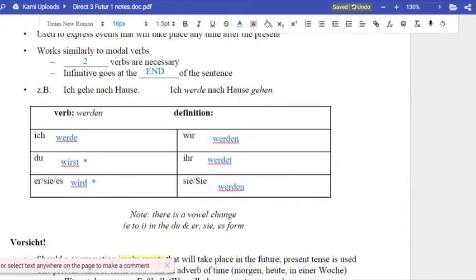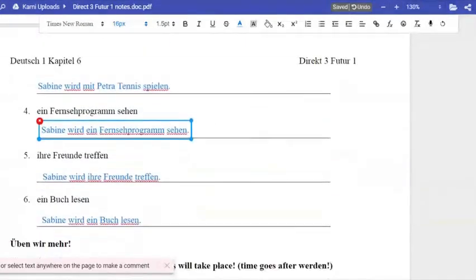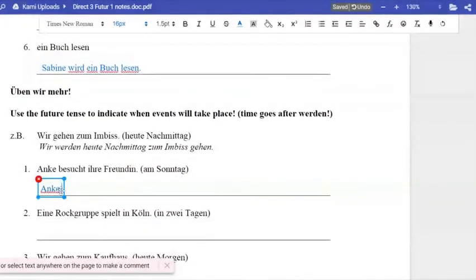There it is, wird. Okay, so I'm going to go back down to my question Nummer 1. Anke wird. What's going to come next? Now, a lot of people probably want to put ihre Freundin, but something's going to go in before that. That's right, the time element. Sonntag. Now comes the object, ihre Freundin.